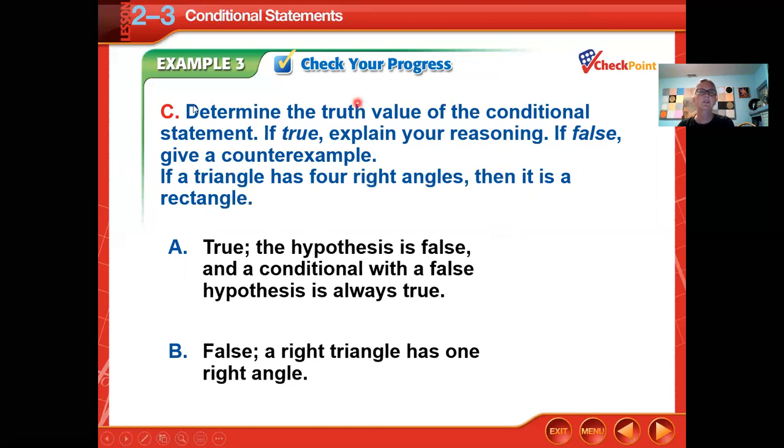Determine the truth value of the conditional statement. Okay, I'm going to keep going because I have more things to do.